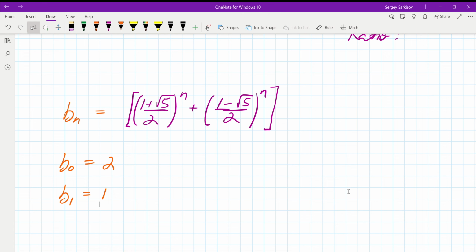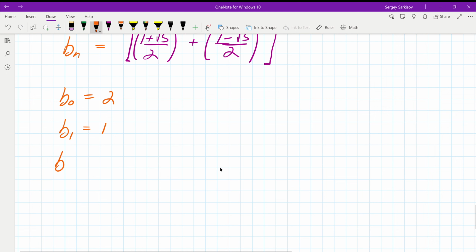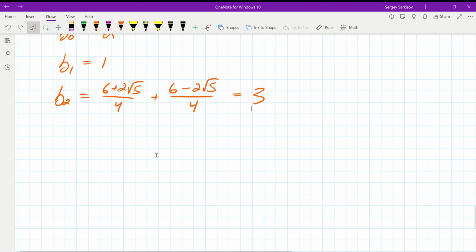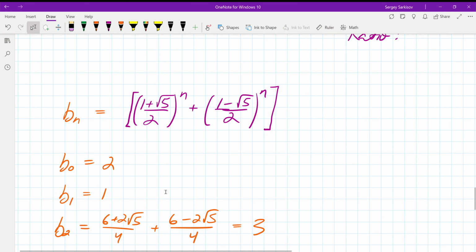Oh, it's kind of weird. All right. Maybe it's not over 2 to the power. Let's see. Okay, what's B_2? Let's check it out real fast. It's going to be (6 plus 2 root 5) over 4 plus (6 minus 2 root 5) over 4, right? Well, that's equal to 3. All right, well, let me try B_3. It's getting messier. So something's off. I forgot a formula for it.